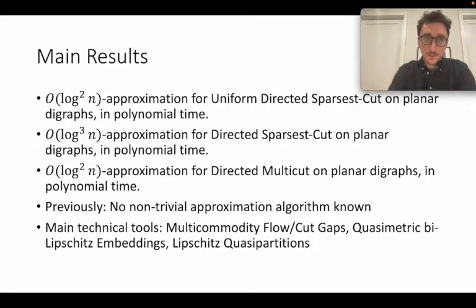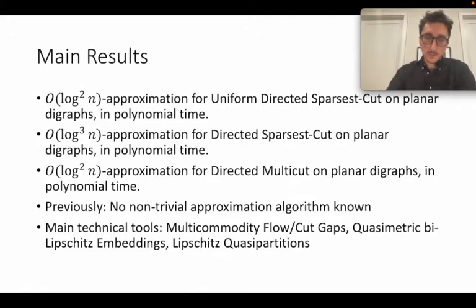Now, the main point here is that prior to this work, no non-trivial way was known to round this LP for directed graphs, for any non-trivial class of directed graphs. So these are, in particular, the first polylogarithmic approximation algorithms for the planar case. The previous bounds were at least polynomial.